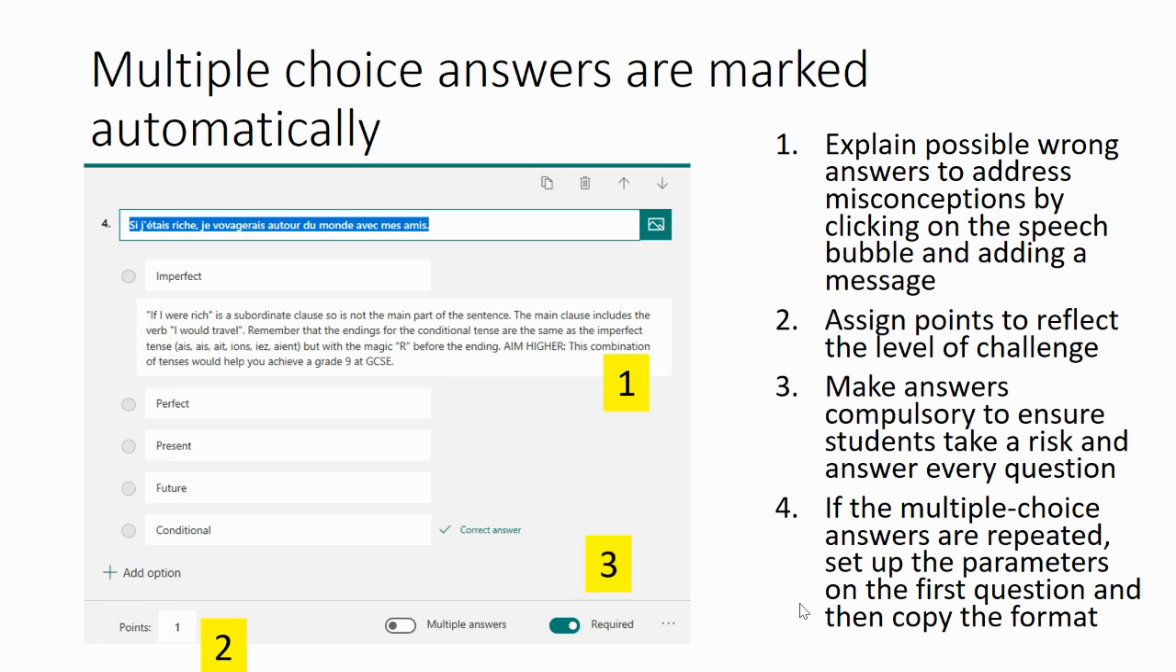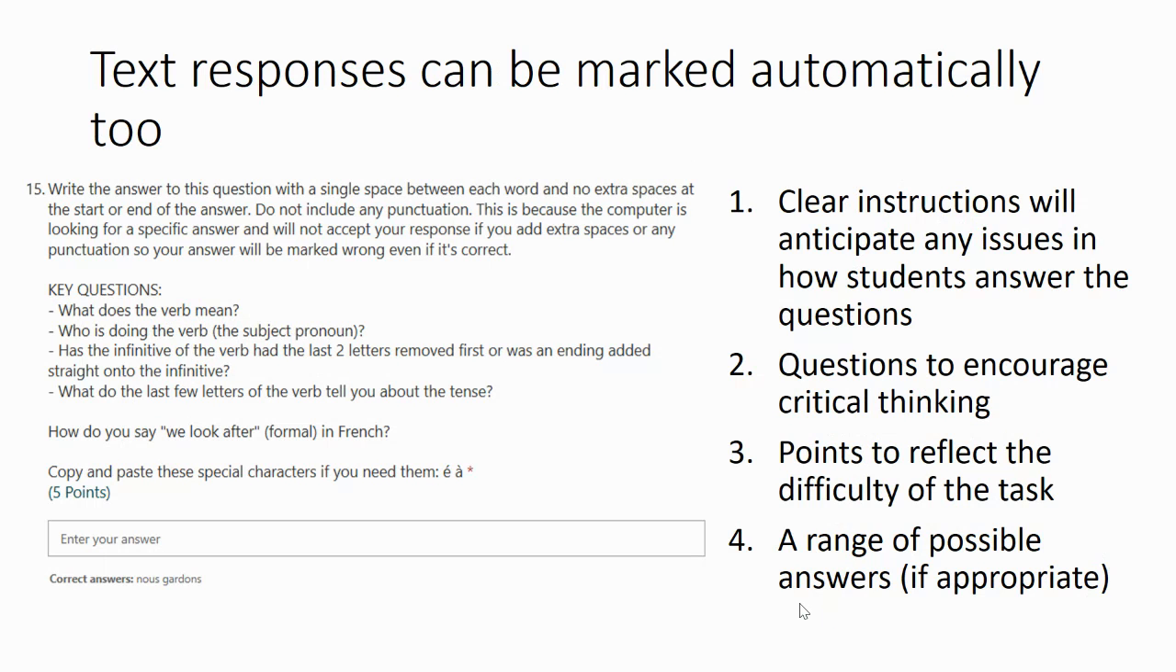You can make answers compulsory to ensure students take a risk and answer every question, particularly important if they are in the habit of leaving blanks in exams and therefore losing marks. And if the multiple choice answers are repeated, set up the parameters on the first question and then copy the format, obviously then changing the question in bold at the top each time.